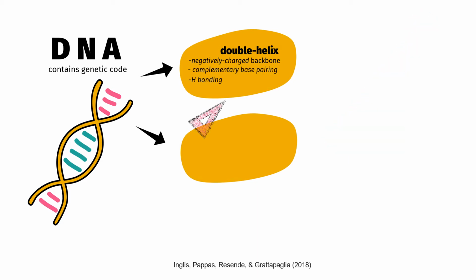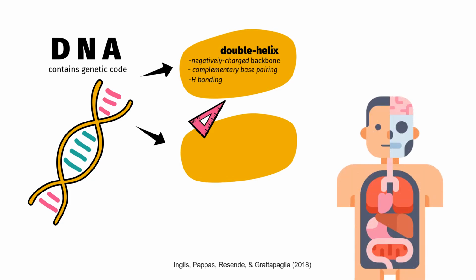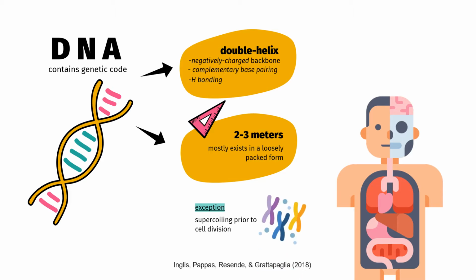In terms of length, DNA compared to the cell that contains it may be 1,000 times longer. For example, the DNA in human cells may be stretched out for 2 to 3 meters in length, and DNA mostly exists in cells in a loosely packed form. However, one exception is prior to cell division. At this phase, DNA supercoils into chromosomes.